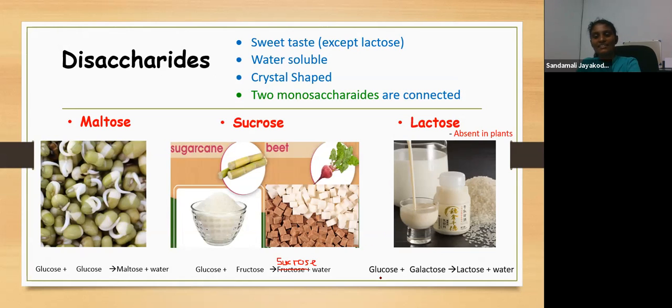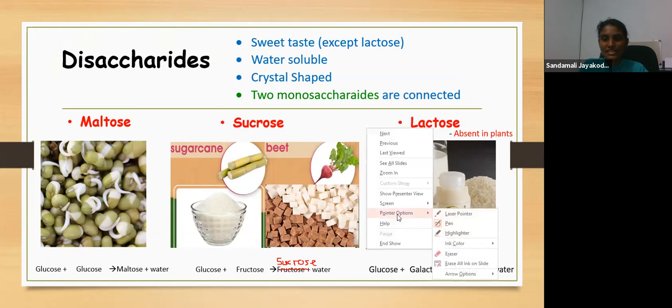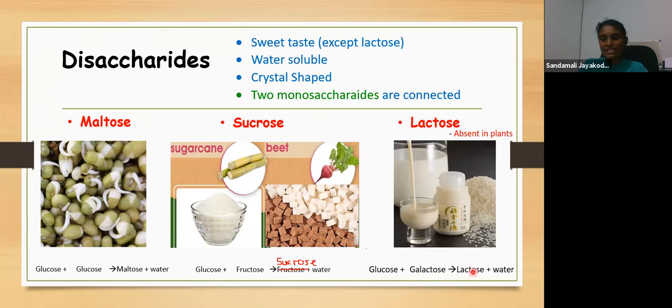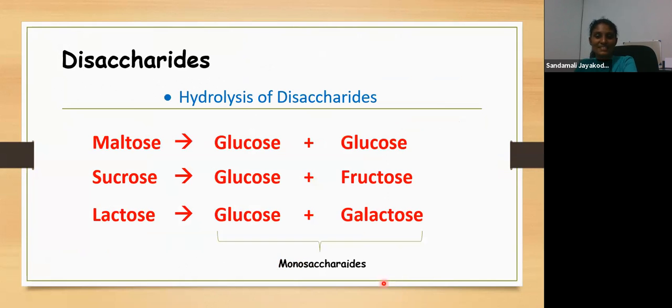And then here, glucose and galactose make lactose, and a water molecule is released. And then I discussed with you, this is the breaking down of the formed disaccharides. Again, we get monosaccharides at the end.